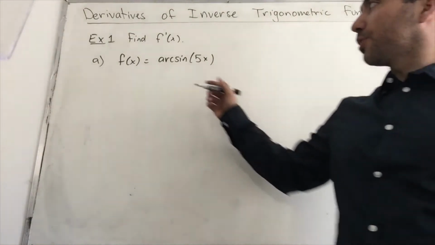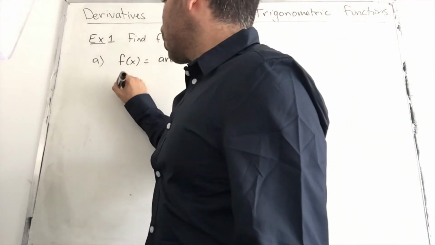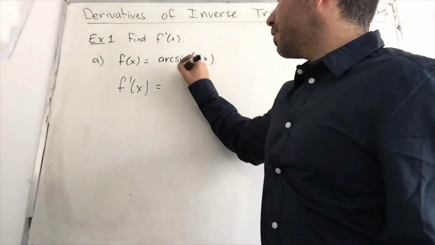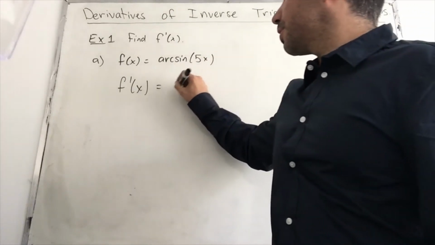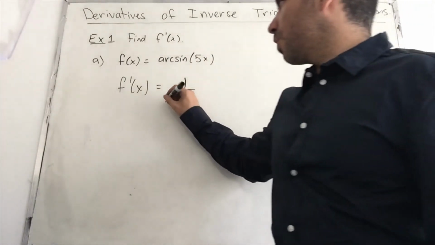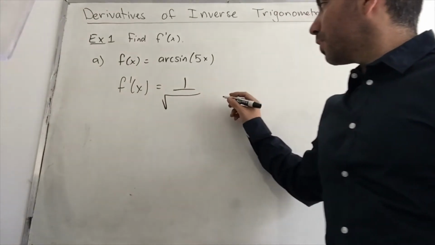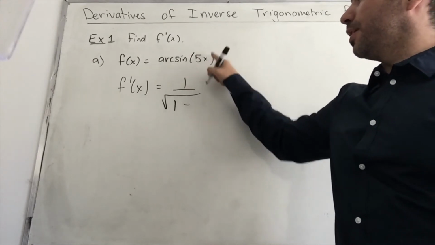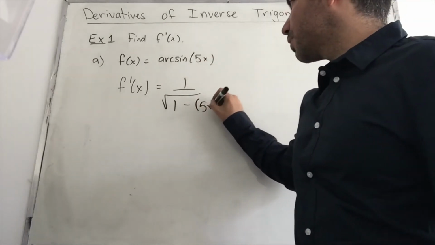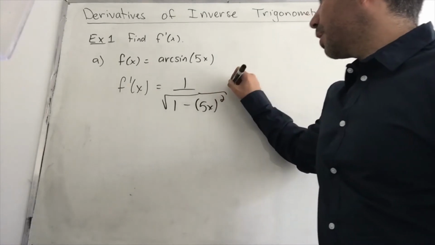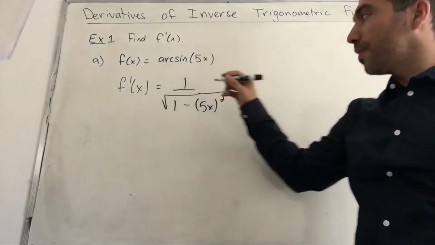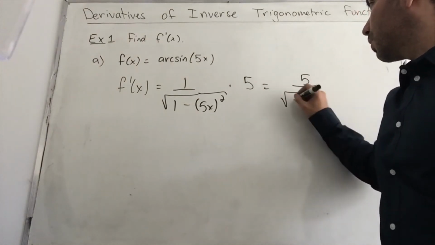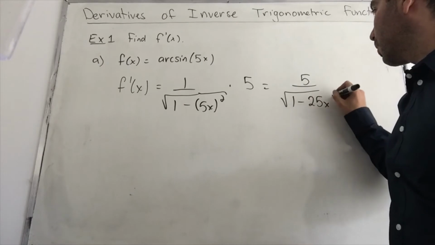Applying the chain rule, we start off with the outermost function, so we take the derivative of arcsine. We know the derivative of arcsine, it's not arccos, it's arcsine, so it's going to be positive. It doesn't start with c. So it's going to be 1 over the square root of 1 minus x squared, but instead of x, it's whatever's in the bracket squared, so 5x squared. Then multiplied by the derivative of the inside. The derivative of 5x is just 5, giving us 5 over the square root of 1 minus 25x squared.